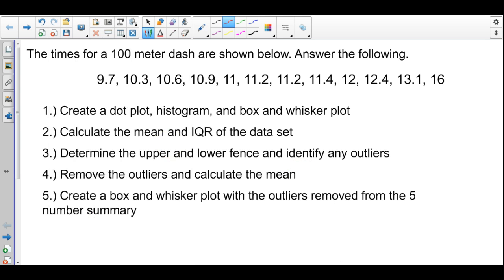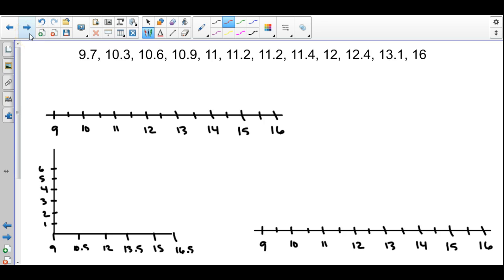So I'm going to go on to the next slide where I have a number line laid out, and what we're going to do is first do a dot plot right here. So I'm going to find each of these numbers and just put an X over the top of them on the number line here. So 9.7 would be somewhere right here. 10.3, 10.6, 10.9, 11. A couple of these 11 twos.